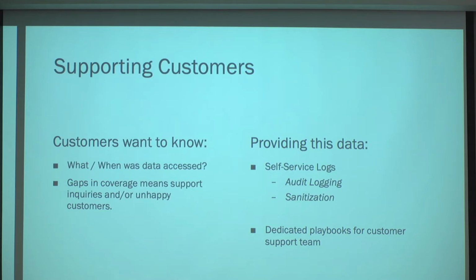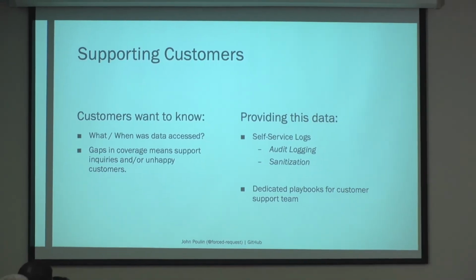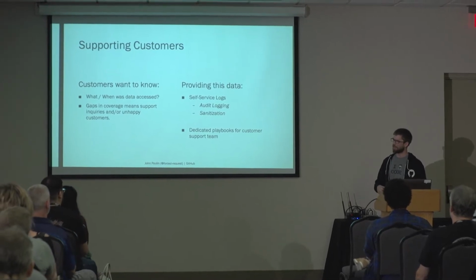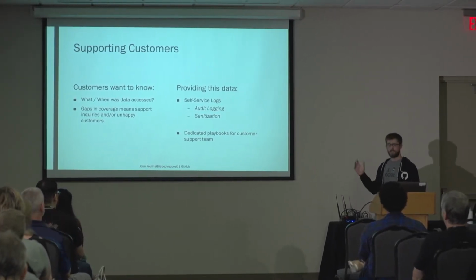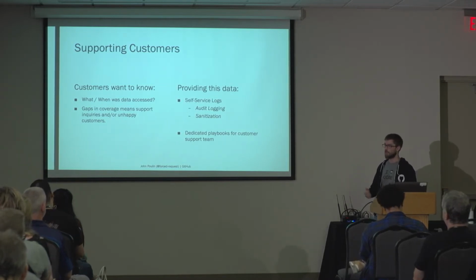Self-service logs are a huge win. At GitHub, we have a feature called audit logging, which allows customers to go in and view events at a repository level, at a user level, at an org level. I don't think it's at a repository level, but I could be mistaken. And this is self-service. They can go in, they can help themselves, and see what actions have been taken against a particular actor, or a target, rather.